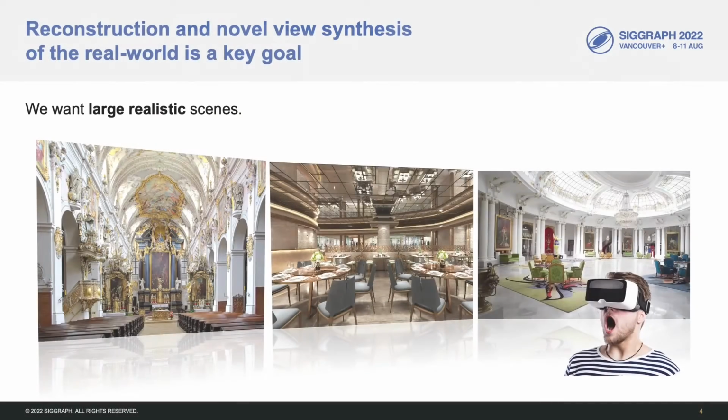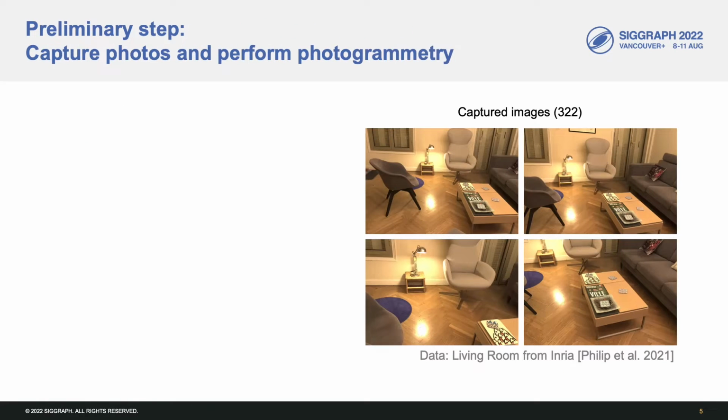So, reconstruction and novel view synthesis of the real world has long been a key goal of visual computing, for example, for the creative industries, for games, and for VFX to edit real-world depictions. It is also critical for virtual and augmented reality, and for immersive telecommunications to reduce our travel carbon footprint. A preliminary step is to sample the scene with an RGB camera, and for large scenes this will produce hundreds or low thousands of images.